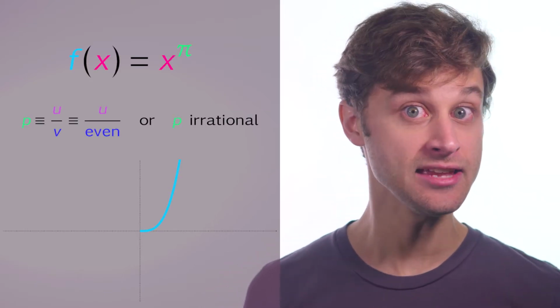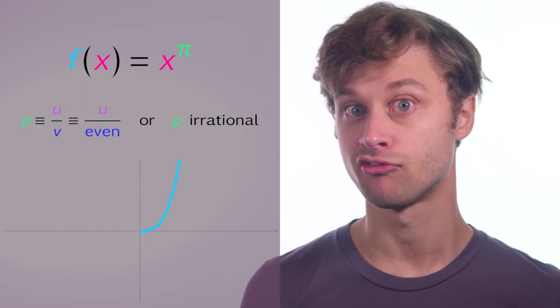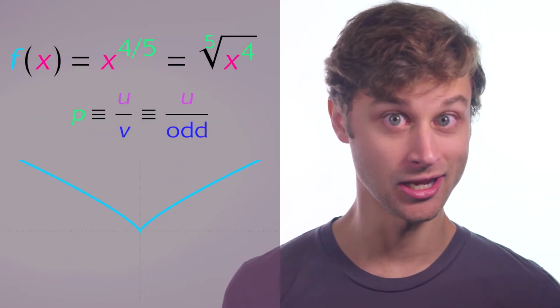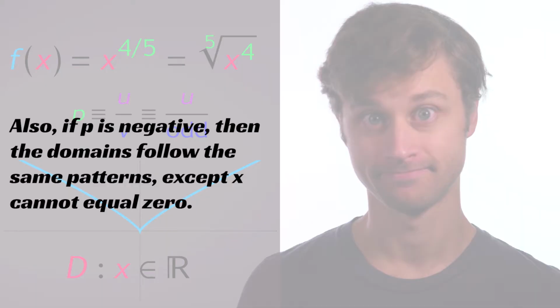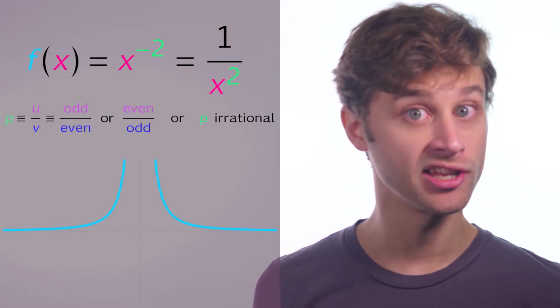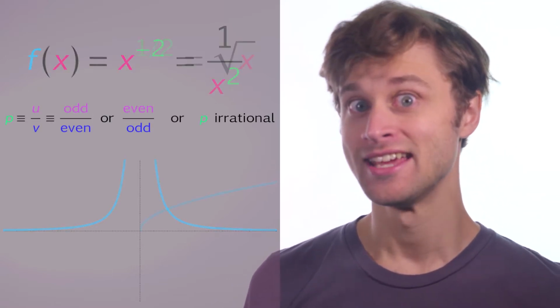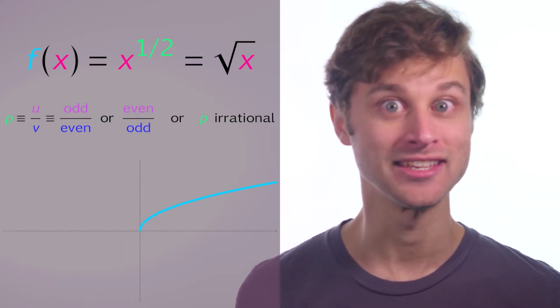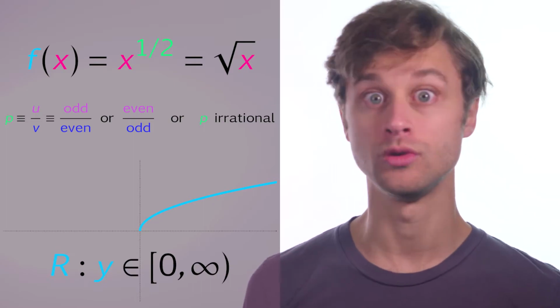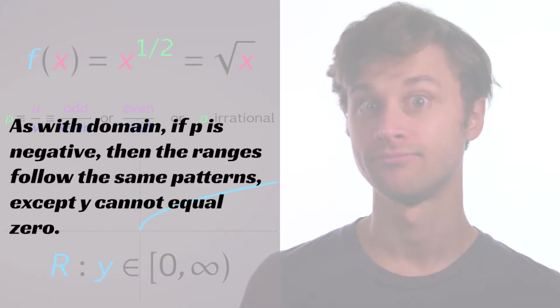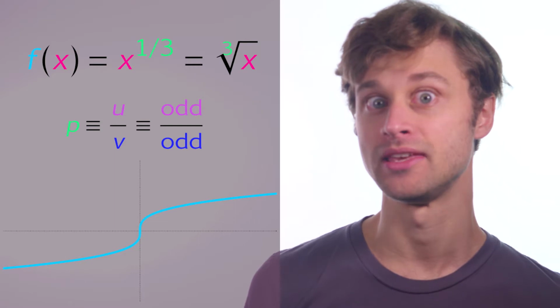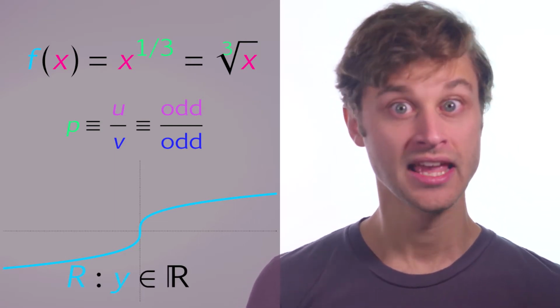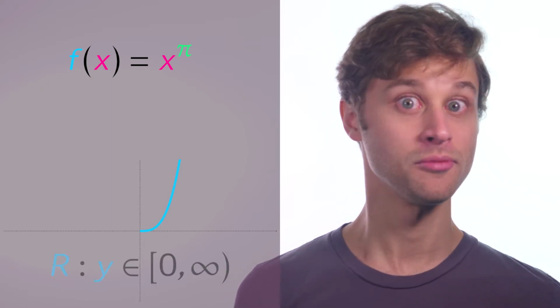Domains and ranges for these functions are pretty straightforward. The domain for power functions where the denominator of p is even, or if p is irrational, is from 0 to positive infinity. If the denominator of p is odd, then the domain is all real numbers. If the numerator is odd and the denominator is even, or the numerator is even and the denominator is odd, then the range of the function is 0 to infinity. If both the numerator of p is odd and the denominator of p is odd, then the range is all real numbers. If p is irrational, then the range is from 0 to positive infinity.